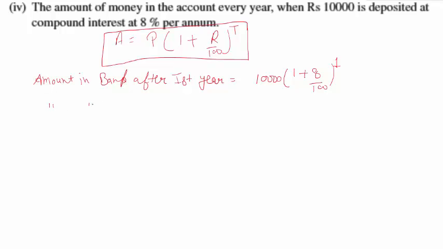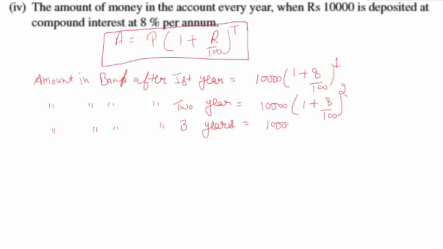Similarly, the amount in the bank after 2 years will be 10,000 into 1 plus 8 divided by 100, and now the time is 2 years. Now the amount in the bank after 3 years will be 10,000 into 1 plus 8 divided by 100, raised to 3.